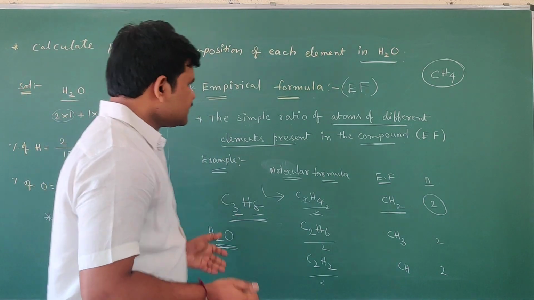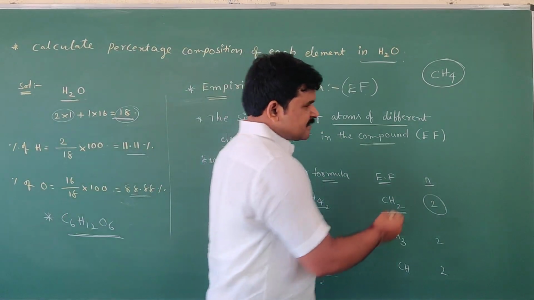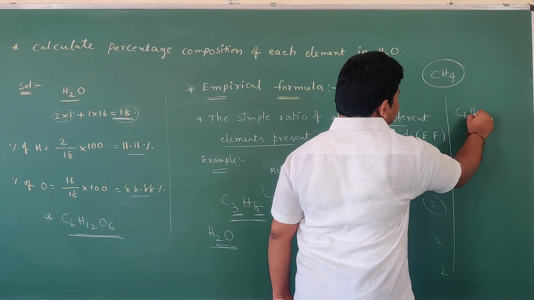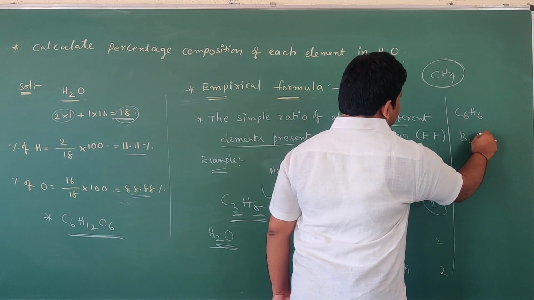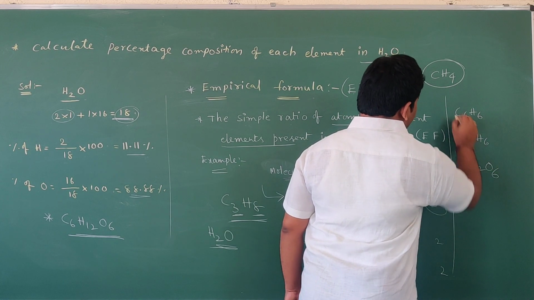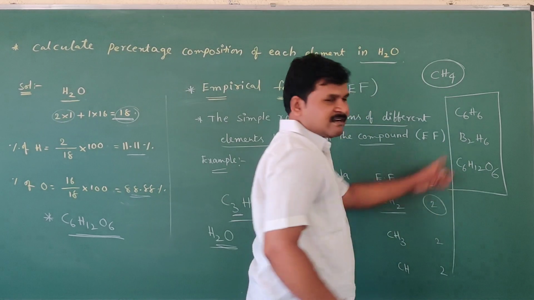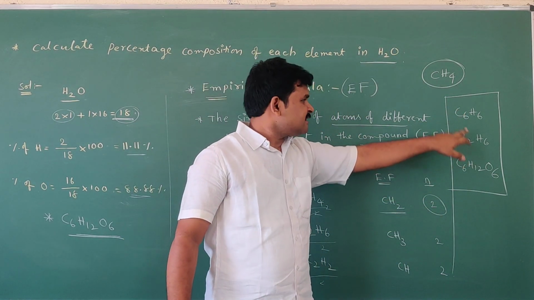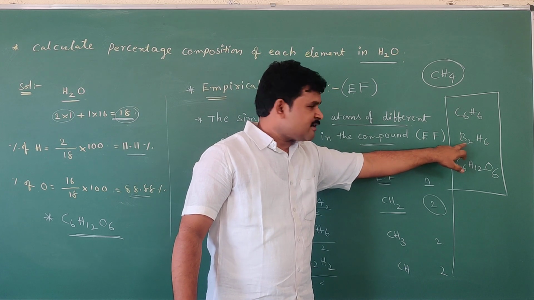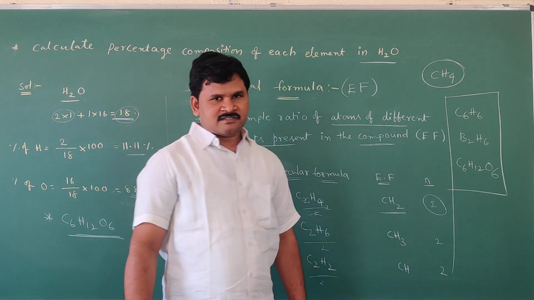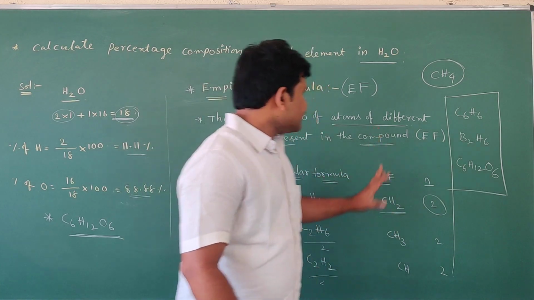So based on that, please try to calculate empirical formulas for these compounds: C6H6 benzene, B2H6 diborane, C6H12O6 glucose or fructose. Clear? So this is about empirical formula.